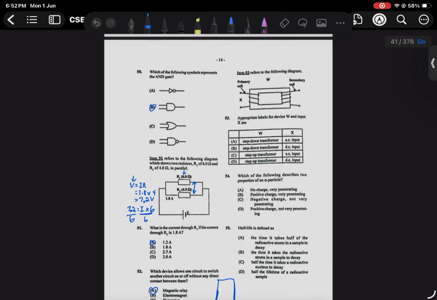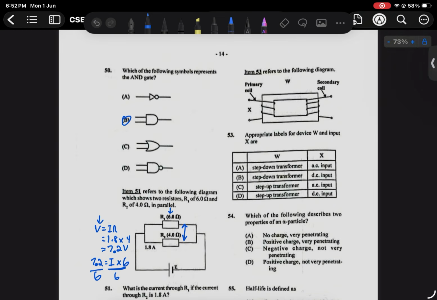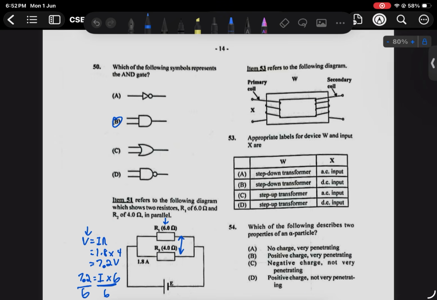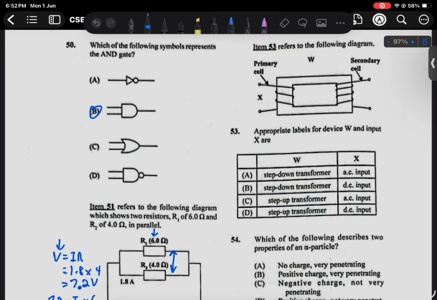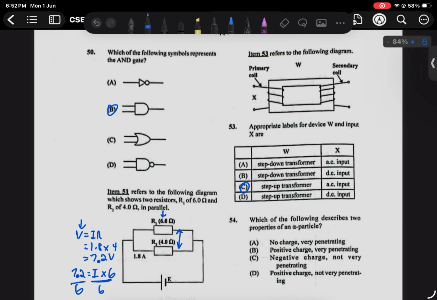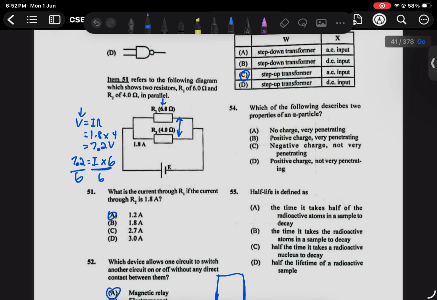Item 53 refers to the following diagram. Appropriate labels for device W and input X are? There are more turns in the primary coil than the secondary coil. That means a step-up, and we all know that it's an AC input. So step-up transformer, AC input. Which of the following describes two properties of an alpha particle? Alpha particles are positively charged and are not very penetrating.